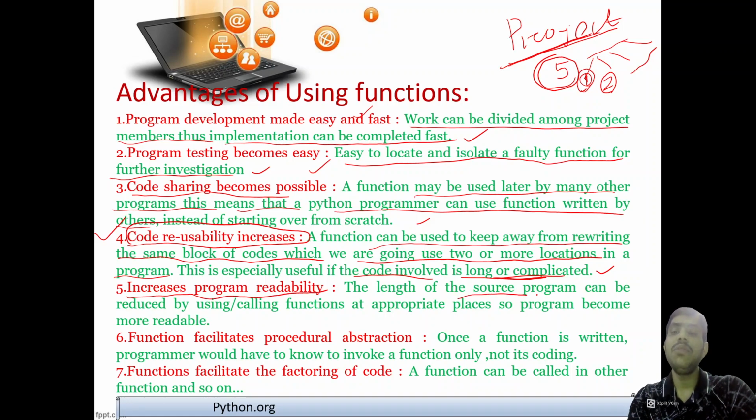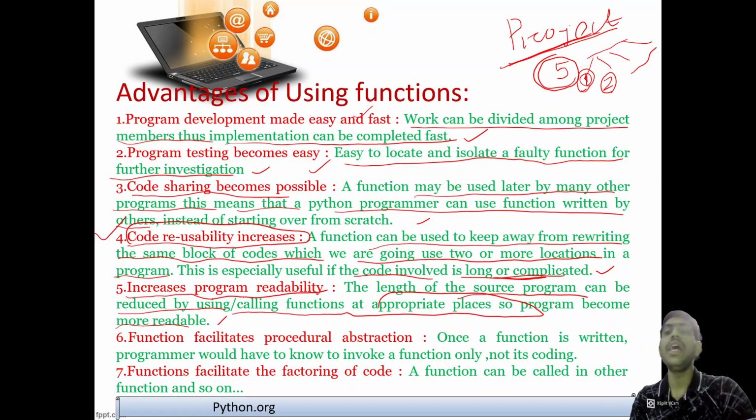It increases the program reliability. The length of the source program can be reduced by calling a function at the appropriate place, so the program becomes more reliable. There is no need to call all the functions at a time. One by one we can call one function, then we can see how it is working or not.